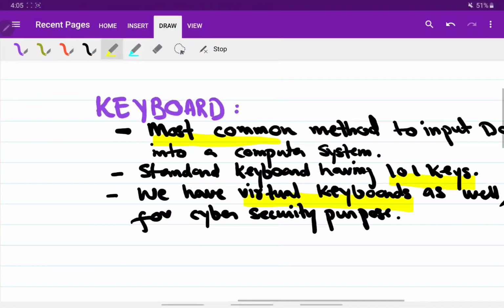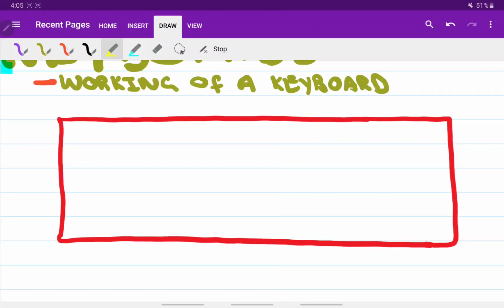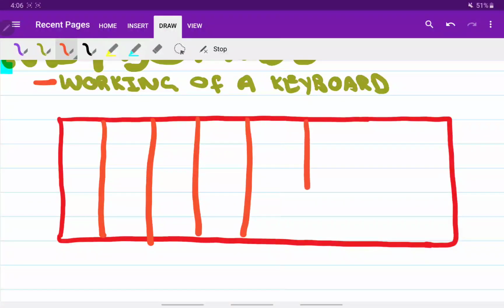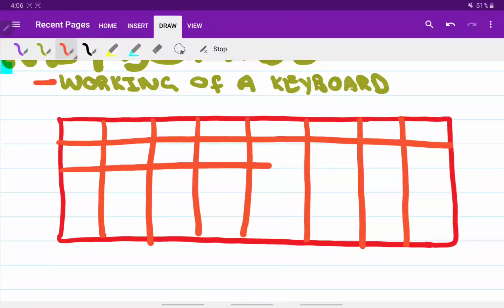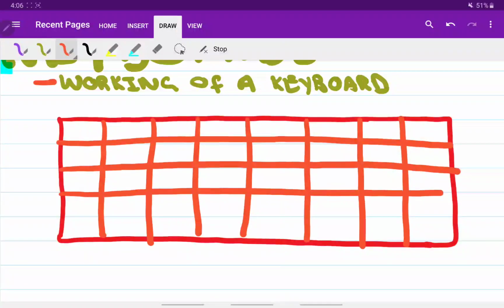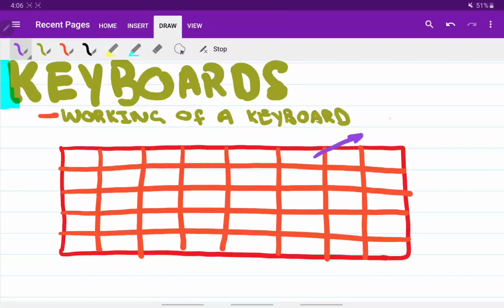Moving forward, now we are going to talk about the working of a keyboard. A keyboard actually consists of matrix grids of wires. Now these are actually wires, and this is the inside of a keyboard. The inside of a keyboard consists of wires, and it's a grid of wires actually. So let me label this as well. This is the grid of wires.